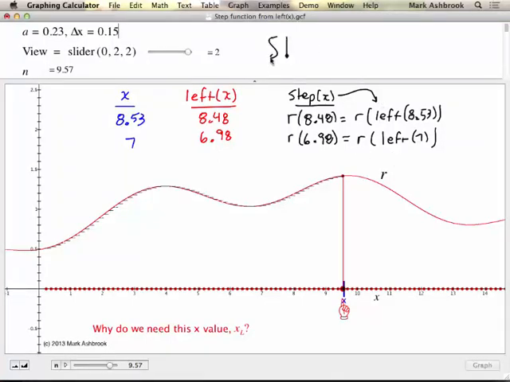So how can we summarize step x? Where does step x come from? It's R of left of x. You take the current x, you map it to the x at the left side, you take that left side x and you put it into the rate function and it gives you the approximate rate for that value of x.